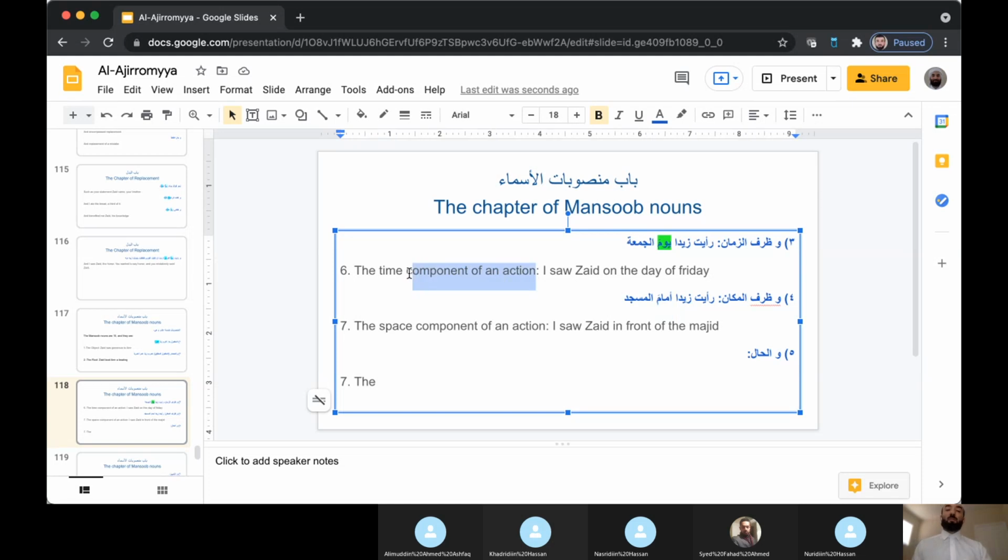Let me translate. I think it would be better if I say the time of action, the space, the place of the action, the time of the action. I think that's a better way of translating it. The time of the action and the place of the action.